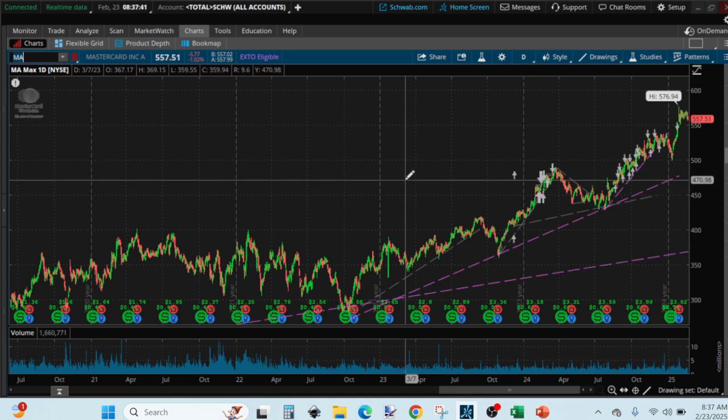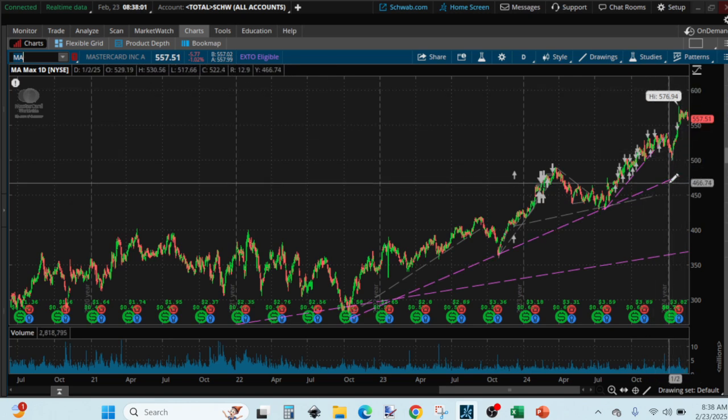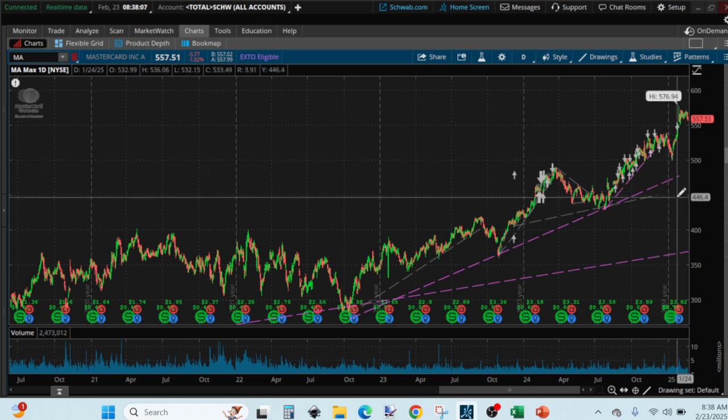And MA, we are doing the chart analysis after the market close. The market's February 21st, 2025, after the closing of the market on Friday. Today is the 23rd of 2025. We are doing the chart analysis and we are pretty much going to see the stocks on our watch list, how they performed that day.